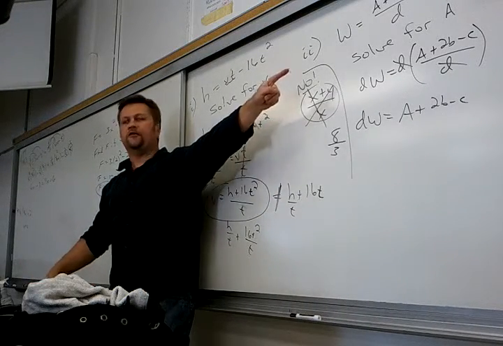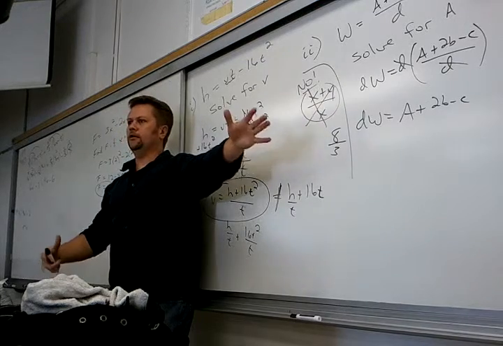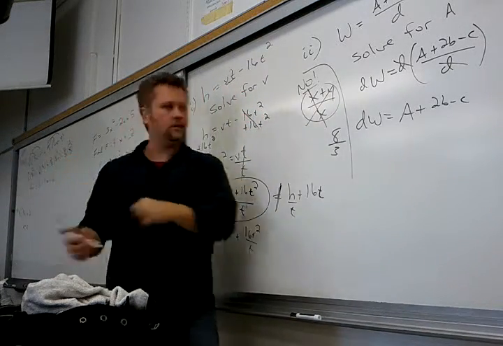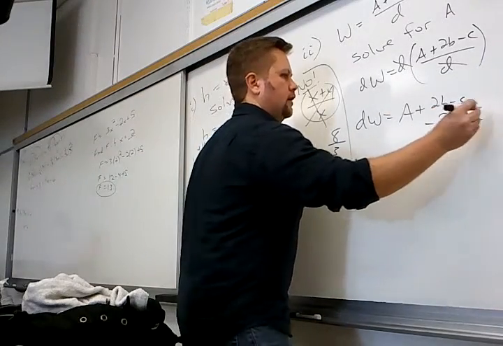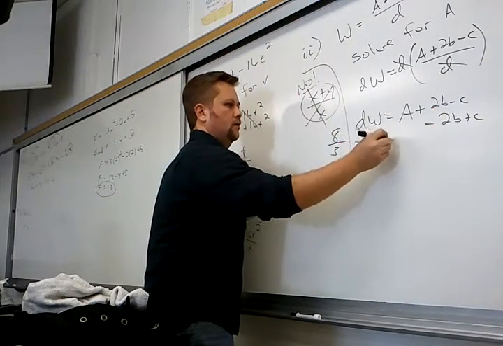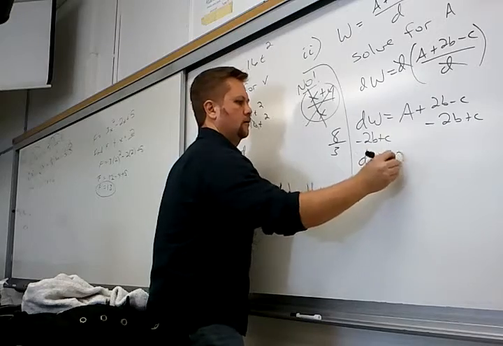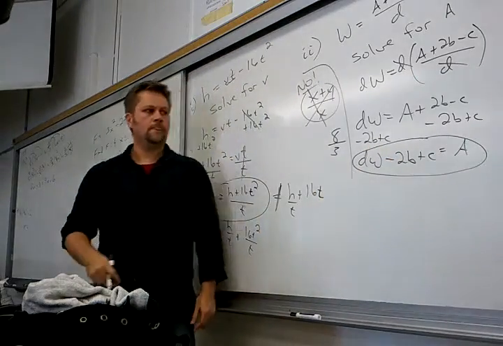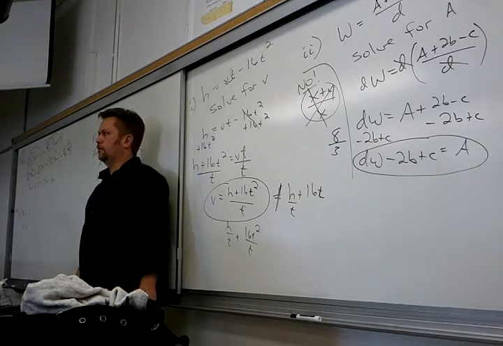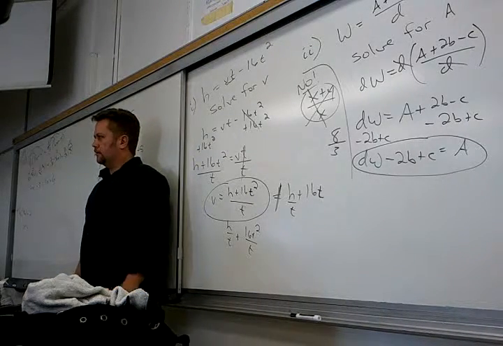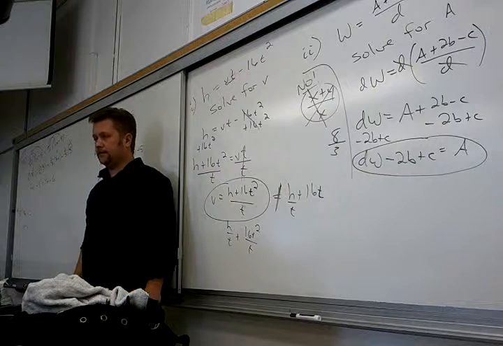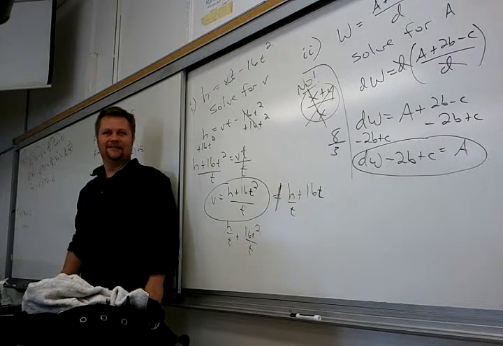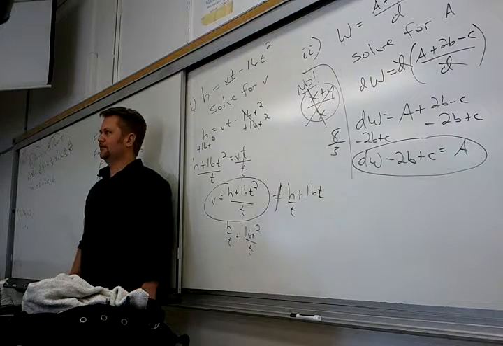And now I'm trying to solve for a, so what can I do with the 2b? Move it over. Be more specific. Subtract 2b and add the c. I love it. Subtract the 2b, add the c. Okay. Huzzah! I like that. Excelsior.